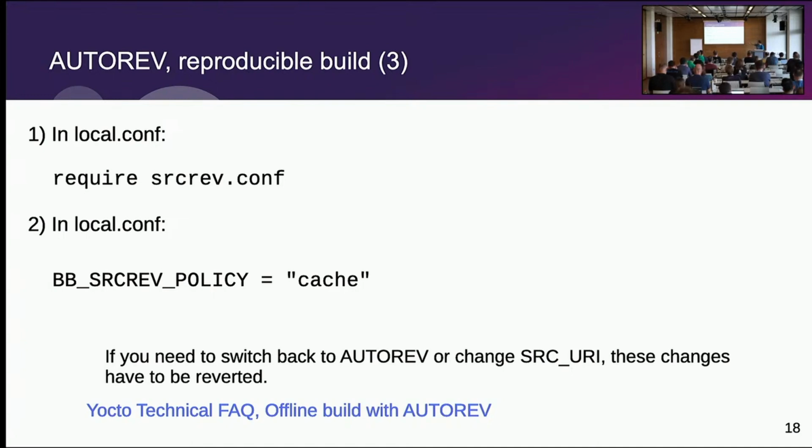The cache policy is also useful to check if you can rebuild everything offline, so without network access. But again, it's a bit tricky to use because you put it there, you forget it's there, and you need some more changes. Even though you fetch new changes from your layers, it will still not go to the network because you have BB_SRCREV_POLICY set to cache.